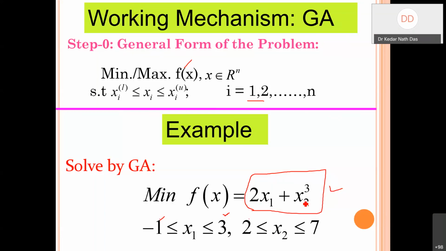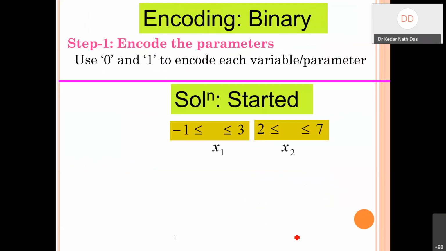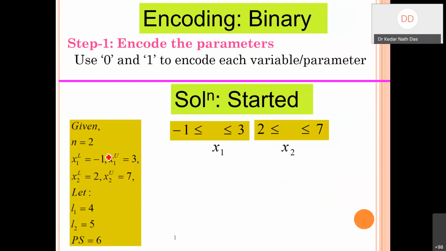Now, coming to the first step of the genetic algorithm, called the encoding system. It starts with the population. These are the given data, of course. There are two variables, n is equal to 2. The lower bound of x1 is -1, the upper bound is 3. So lower bound and upper bound have been fixed. Similarly for x2. Now we have to consider this from expert knowledge.